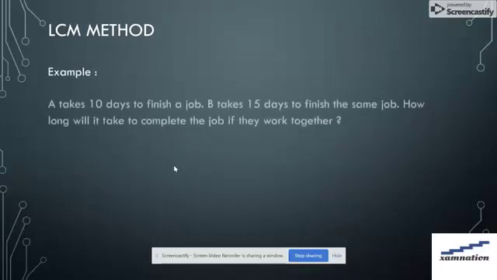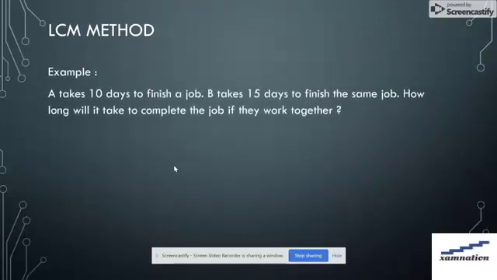So the example is that A takes 10 days to finish a job, B takes 15 days to finish the same job. How long will it take to complete the job if they work together? This is the most basic question, and we'll use this to highlight how the LCM method works.